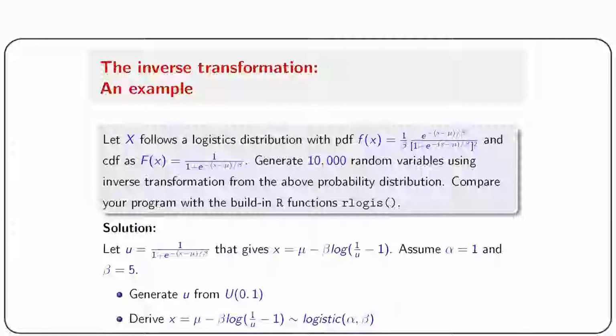Let u equal 1 by 1 plus e to the power minus (x minus mu) by beta. That gives x equals mu minus beta log (1 by u minus 1). Assume alpha equals 1 and beta equals 5, then the algorithm would be: generate u from uniform 0 1, and derive x equals mu minus beta log (1 by u minus 1), that will follow the logistic distribution with parameters alpha and beta. Alpha is the location and beta is the scale parameter.